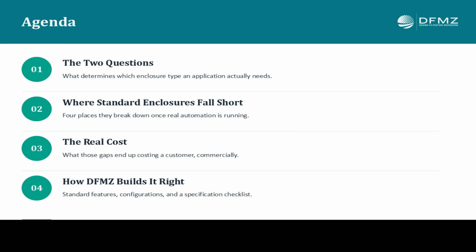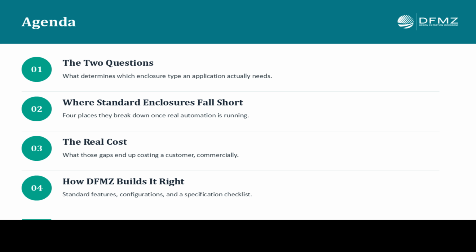Here's where we're headed. We'll start with the 2 questions that really determine which enclosure a given application needs. From there, we'll walk through the places standard enclosures tend to break down once real automation is running inside them, and what that actually ends up costing a customer. Then we'll get into what DFMZ builds in as standard, the configurations we offer, and a quick specification checklist you can bring into your next call.